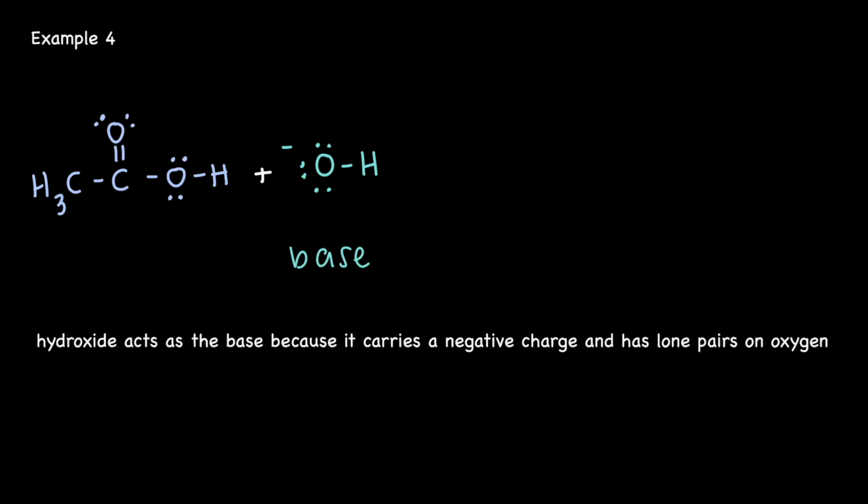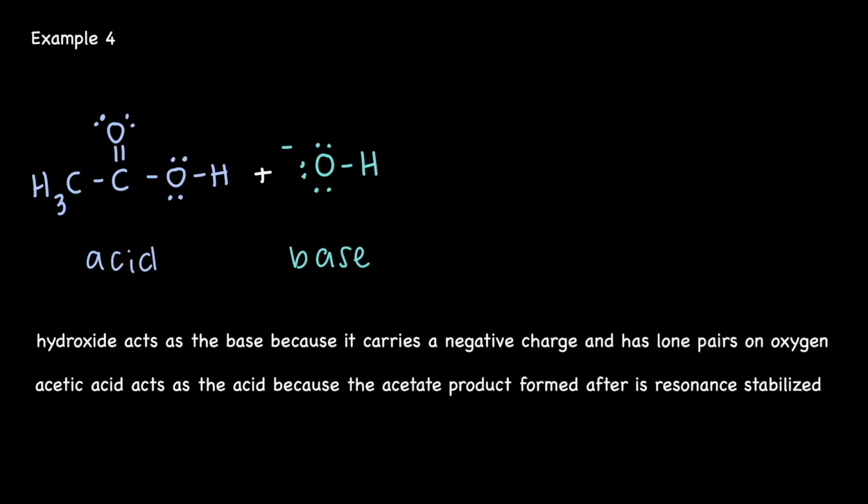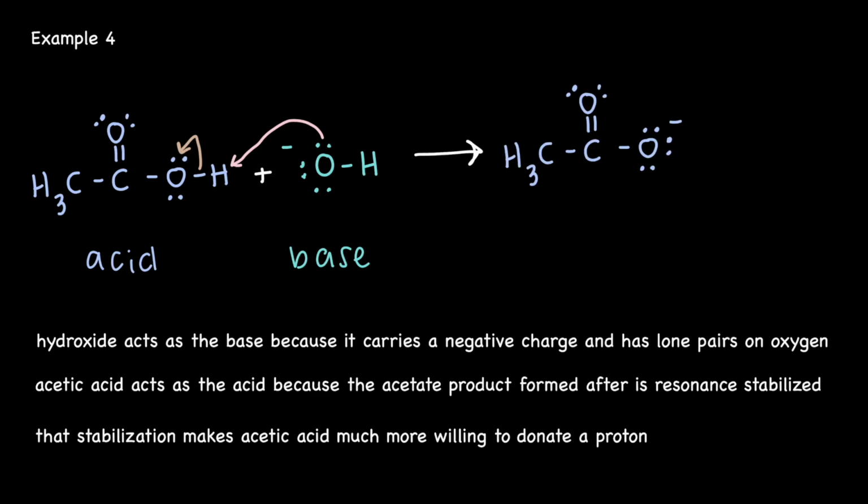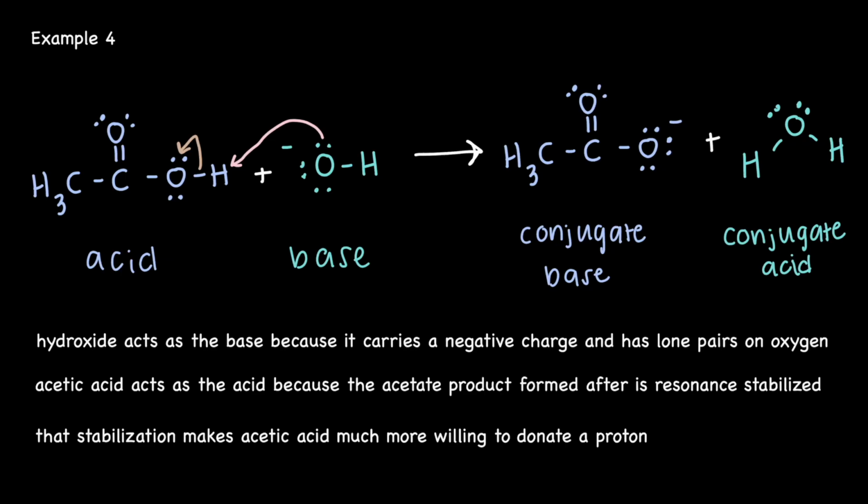Hydroxide acts as the base because it carries a negative charge and has lone pairs on oxygen. Acetic acid acts as the acid because the acetate product formed afterward is resonance stabilized. That stabilization makes acetic acid much more willing to donate a proton. The hydroxide oxygen attacks the acidic proton on acetic acid. Then the oxygen-hydrogen bond in acetic acid breaks back onto oxygen. The products are water and acetate. Acetate is the conjugate base and water is the conjugate acid.